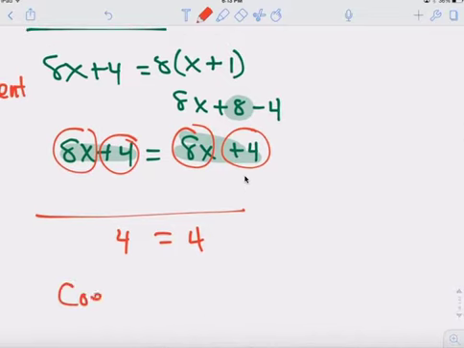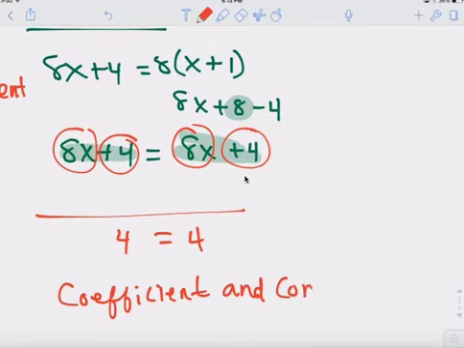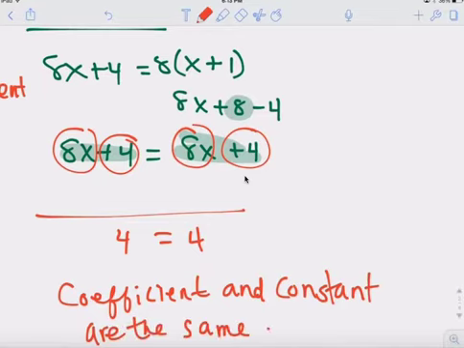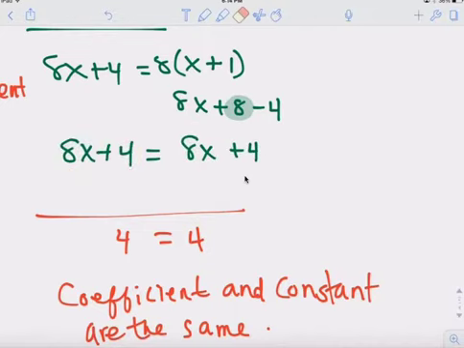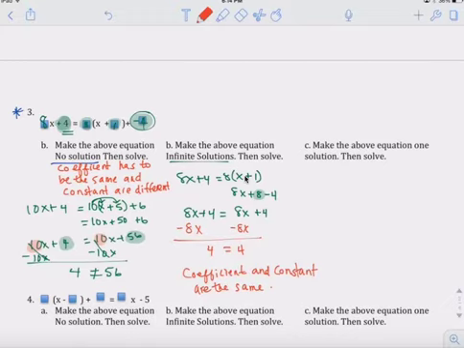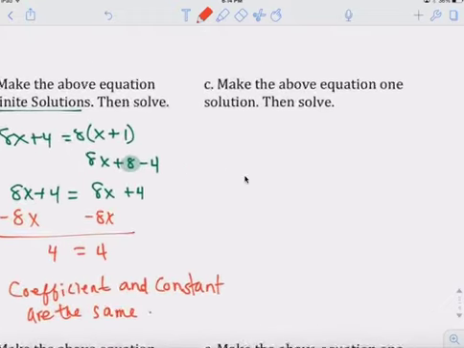So the coefficient and constant are the same. Okay. And then that's how you do it. That makes it infinite solution.